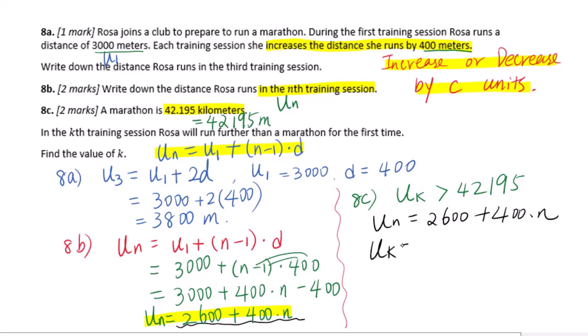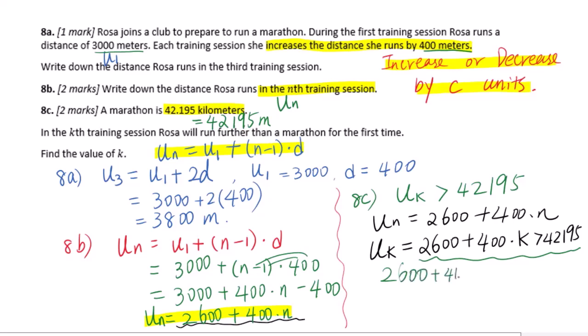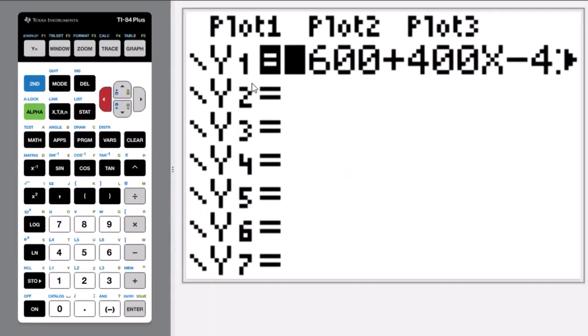Therefore, for Uk, every n we will change into k. Uk equals 2,600 plus 400 times k. We set up this greater than 42,195 meters. We will solve this inequality using the equation solver. So we have 2,600 plus 400k minus 42,195 greater than zero. Go to Y1.